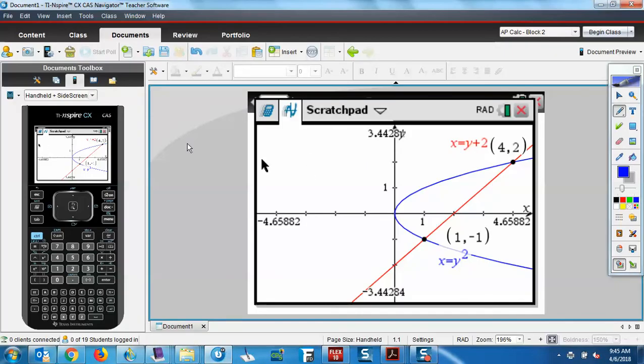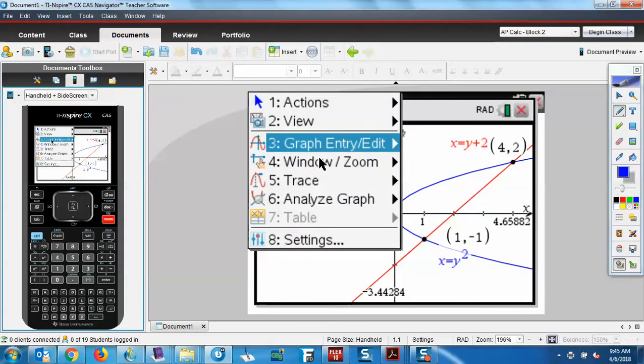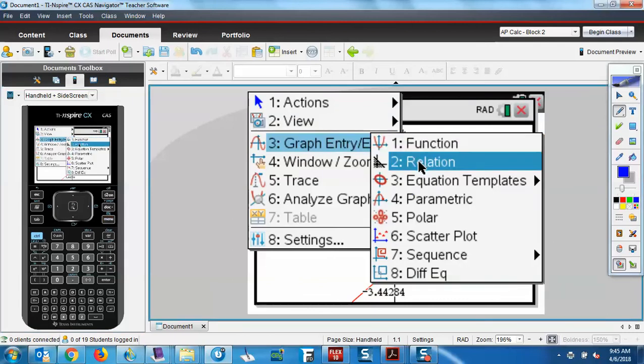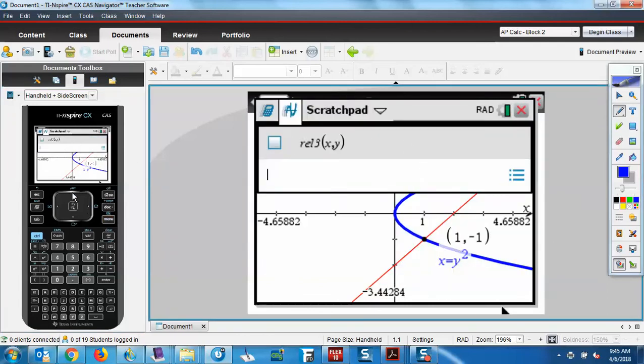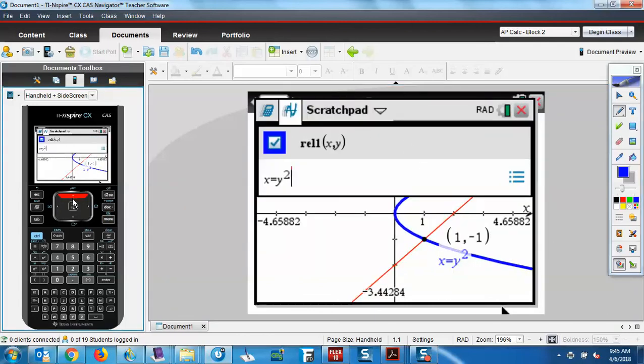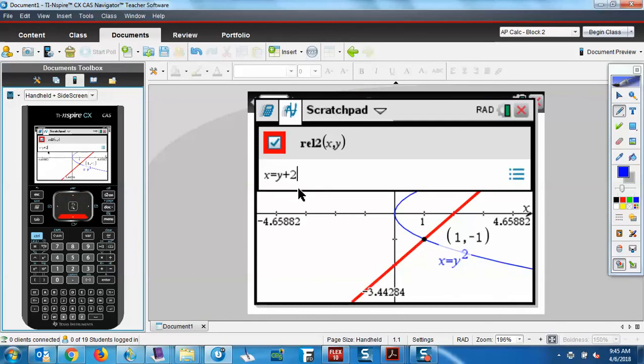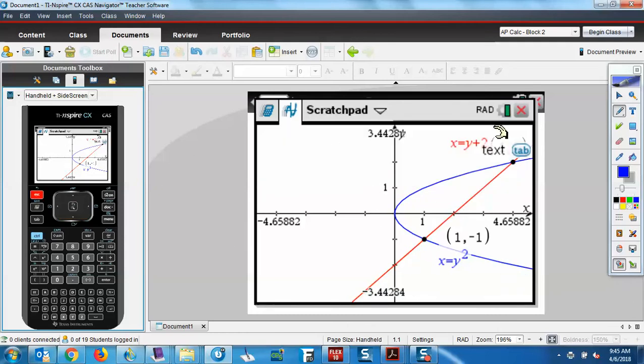Now, the other thing that you can do to graph those, and I showed you this the other day, is on your calculator. You can go into your menu, and you can go to graph entry, and you can go to relation, and you can see I just typed in x equals y squared, and I typed in x equals y plus 2. Okay, and I just typed those in, and I get these graphs right here. Now I went ahead and changed my window a little bit and so forth, and I actually went on here and found the intersection point. I let the calculator find the intersection point for me.